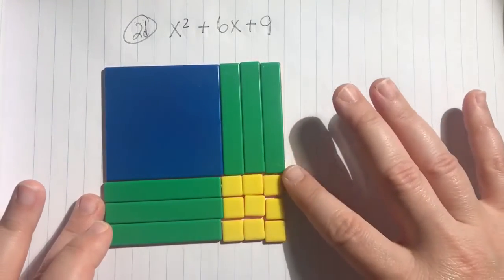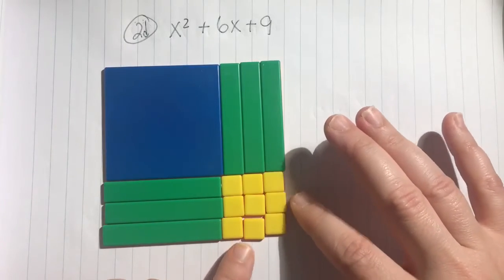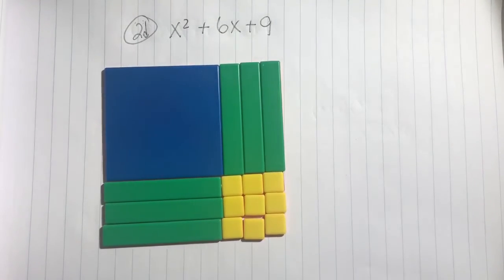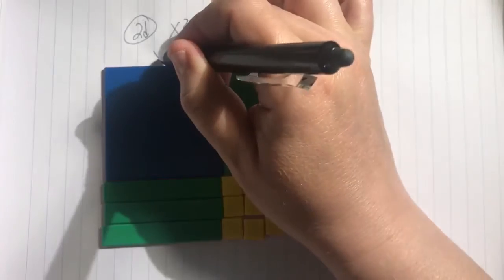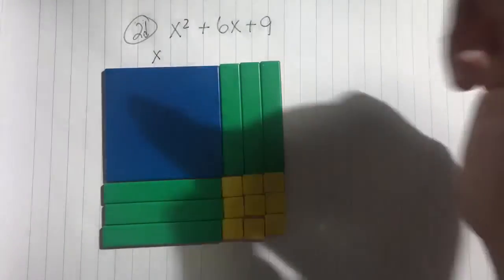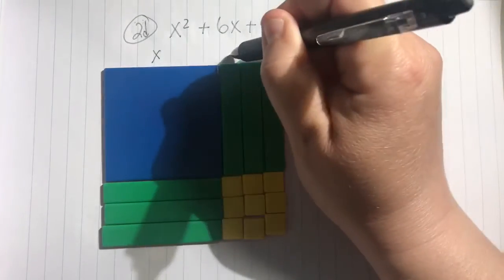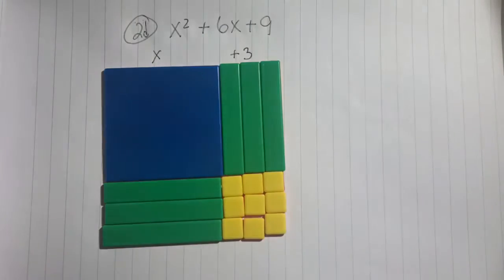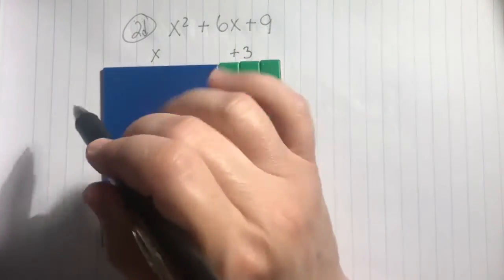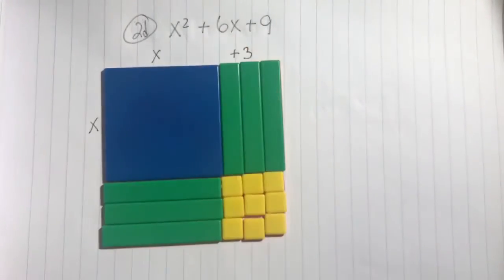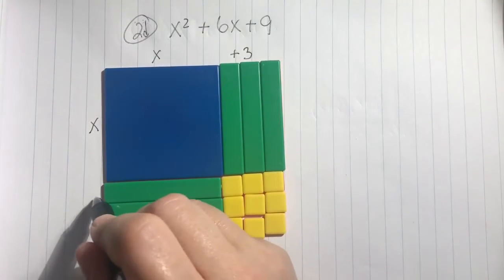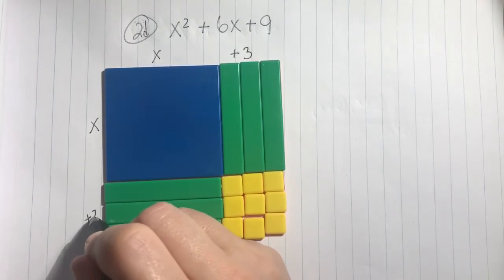Well, look at that. Perfect fit. So what do we have here? We have x over here, and we have 1, 2, 3, plus 3 over here. And what do we have on the left? We have x again, and we have 1, 2, 3, x plus 3.